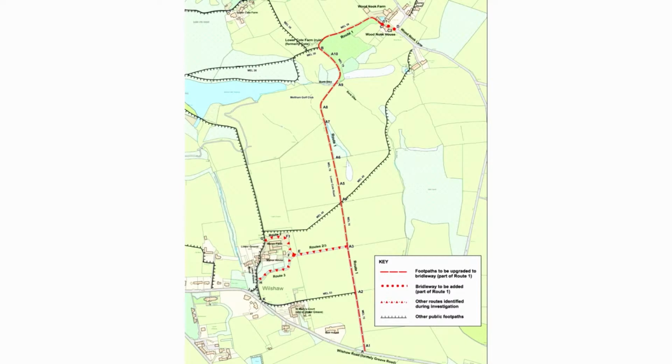Application 1 is for an order to upgrade from footpath to bridleway the recorded status of paths Meltham 70 and Meltham 38, or part of Meltham 38, between Wilshaw Road and Woodnook. Meltham 38 is currently shown on the definitive map terminating slightly short of Woodnook Lane. So this application is understood to also include a request for the addition to the definitive map of a length of bridleway near Woodnook House.